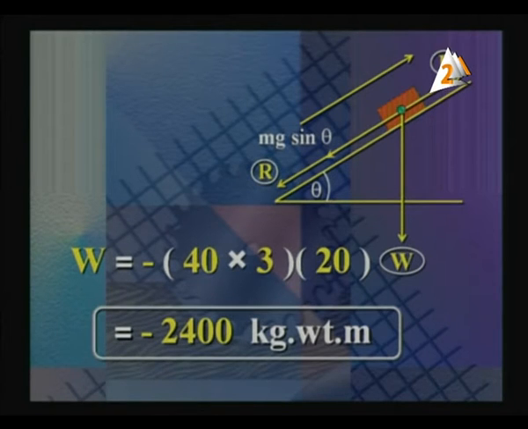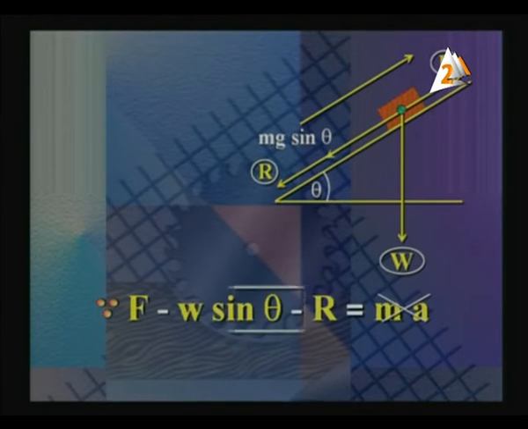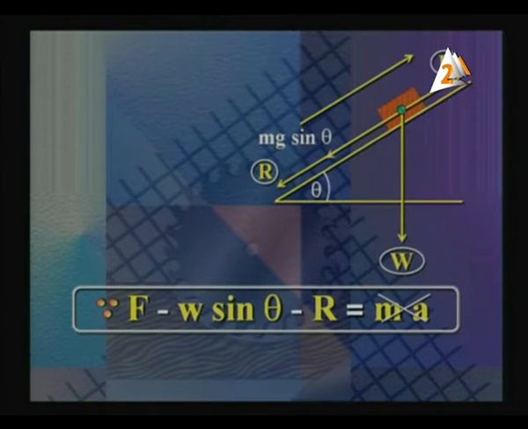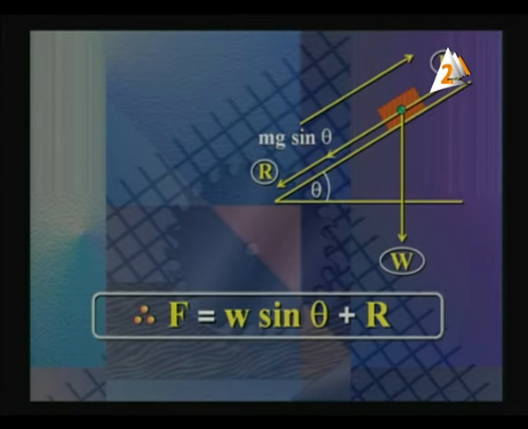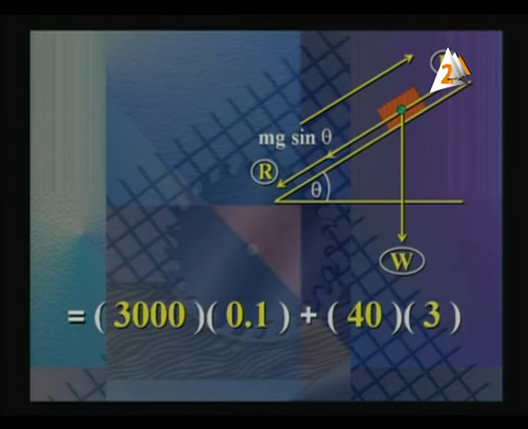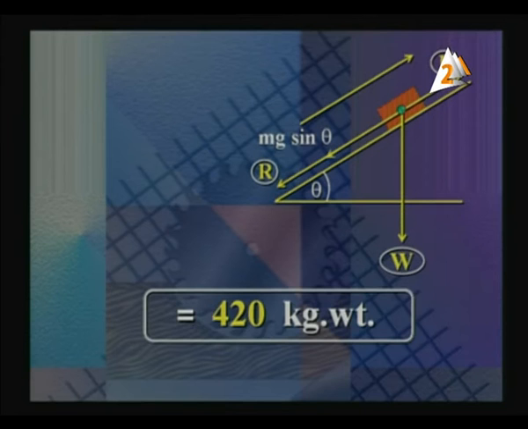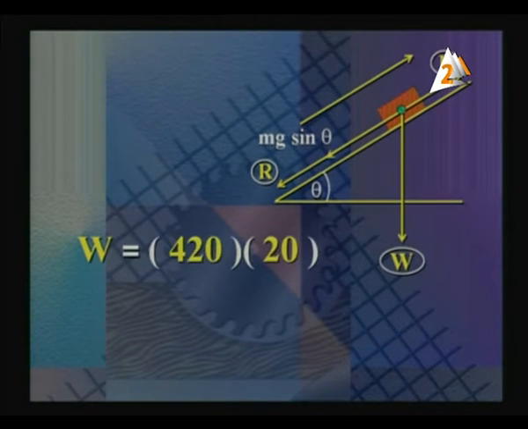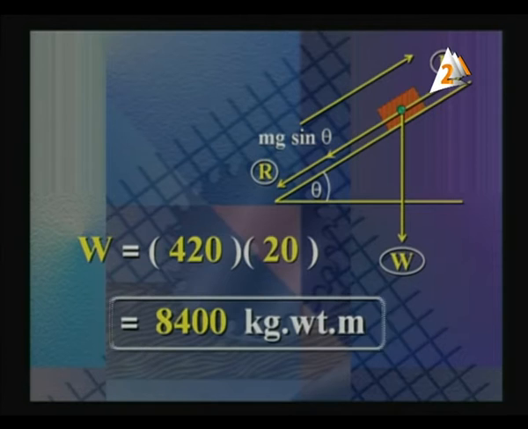or minus 2,400 kilogram weight meter. As the third requirement, F minus W sine theta minus R equals MA. Cancel MA because it is uniform velocity. Now, F equals W sine theta plus R, which equals 3,000 times 0.1 plus 40 times 3 equals 420 kilogram weight. And the work done by the force of the engine, W equals 420 times 20 equals 8,400 kilogram weight meter.